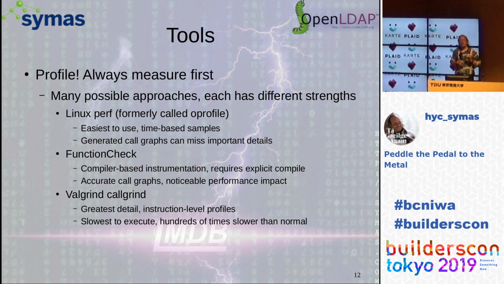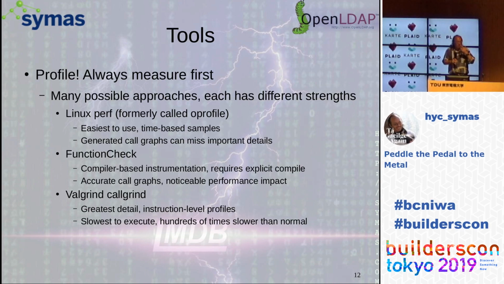One of the problems, though, is because it is sampling, it has a tendency to miss details. It's possible for your program to run through areas of code that the sampler doesn't hit. So sometimes it may not show you everything you need to see.